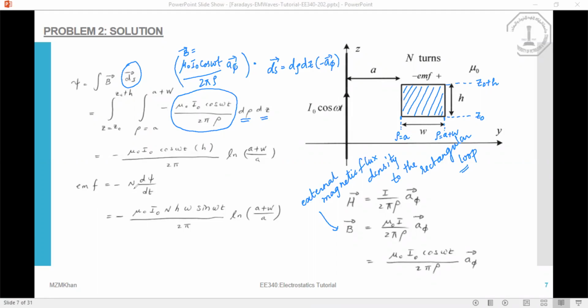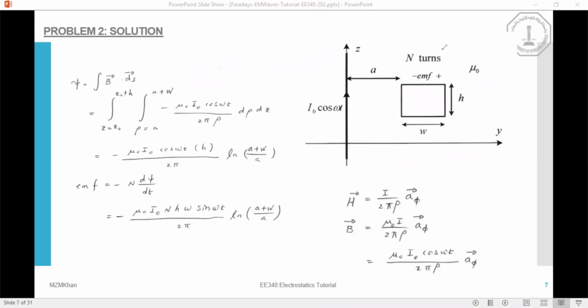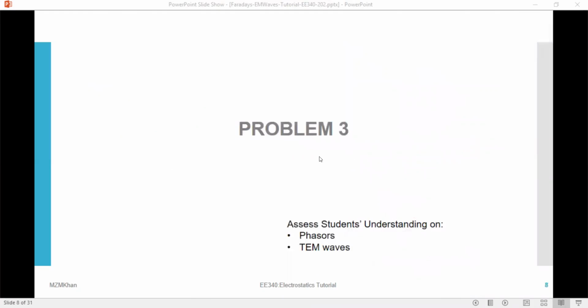And then your EMF is minus N d psi over dt. Take the time derivative of this and multiply it by N. So this is my EMF. Clear? So this is another example on Faraday's law. So let's go to our problem 3.